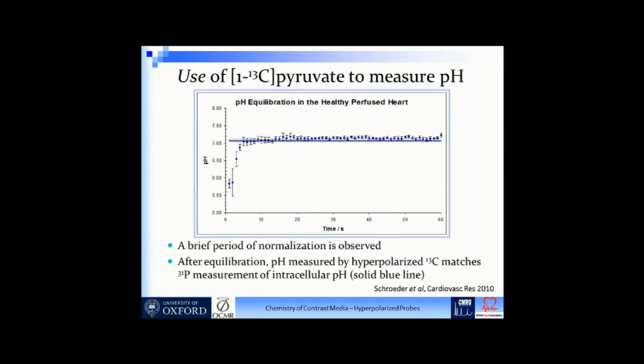You can also use 1-13C pyruvate to try and measure intracellular pH. So in this situation, as you inject the pyruvate, the CO2 generated is therefore intracellular, and therefore its conversion into bicarbonate becomes an intracellular pH measure. And what you see is that after a brief period of normalization, the ratio of the CO2 and the bicarbonate gives you a pH which calibrates with intracellular pH measured from phosphorus spectroscopy.